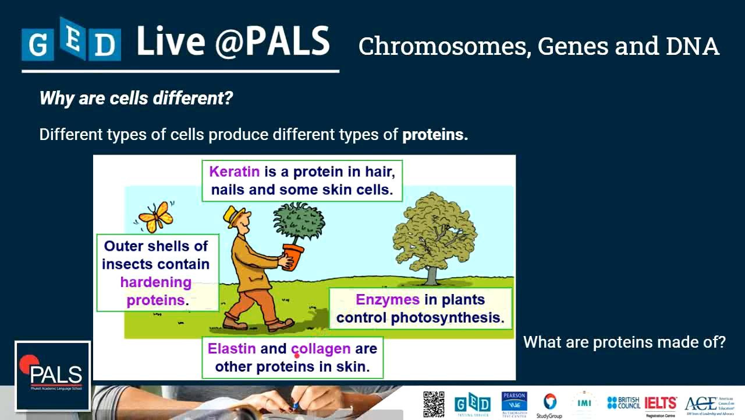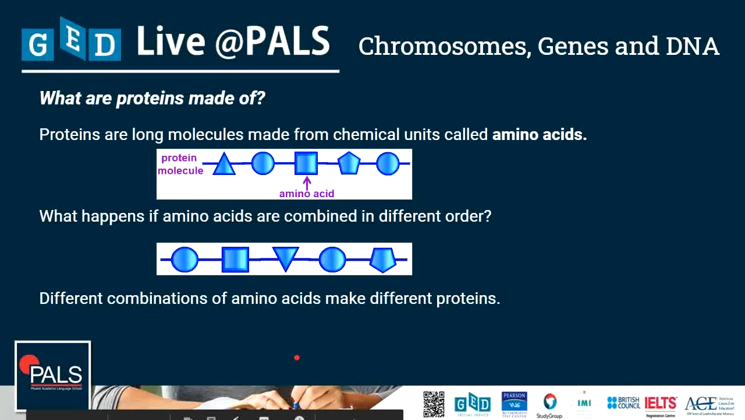Enzymes are proteins. Elastin and collagen are other proteins in the skin that give it flexibility and strength. So we have many different types of proteins, and these different types of proteins are expressed in some cells more than in others. And all of this is controlled by the genes in the DNA, by the genetic code.